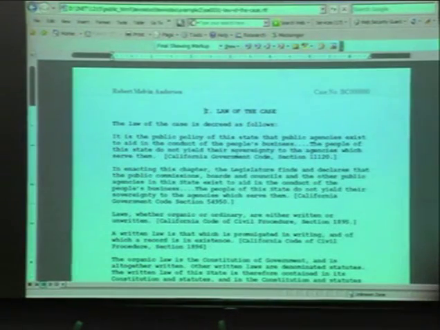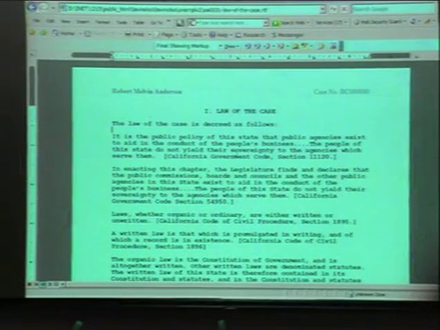I don't know. Anyway, law of the case. You remember we said attachment G? So here we have the law of the case. The law of the case is decreed as follows. Now remember, we incorporated all of this by reference as though fully stated herein. So that's the key phraseology. And then we started quoting from things. It is the public policy of this state that public agencies exist to aid the conduct of the people's business, blah, blah, blah. California Government Code, section 11120.